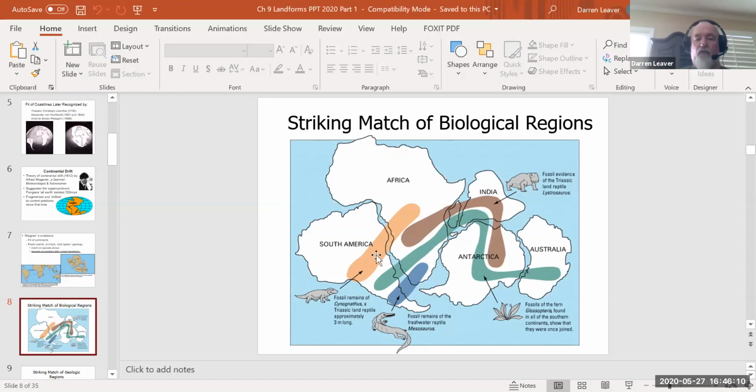And when he looked at the evidence of certain fossils, like Cynognathus, only found in South America and Africa. This Triassic Lystrosaurus, only found in Africa, Madagascar, India, and Antarctica. So only found in the rocks in those locations.